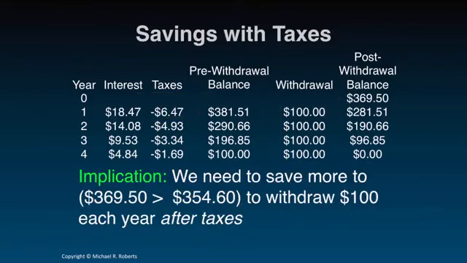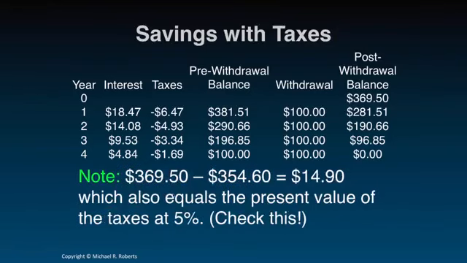So what's the implication? Well, we need to save more to withdraw $100 per year after taxes, right? In particular, we need to save $369.50 as opposed to the $354.60. And it's also interesting to note that the difference in how much we had to save, the difference between the $369.50 and the $354.60, which equals $14.90, equals the present value of the taxes at 5%. Check this. Discount these cash flows at 5% and see what the present value is. It should be $14.90.